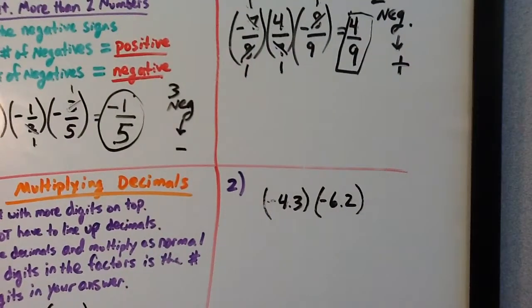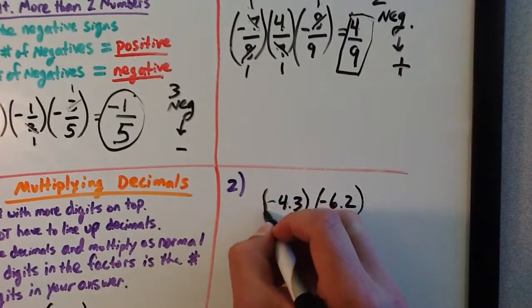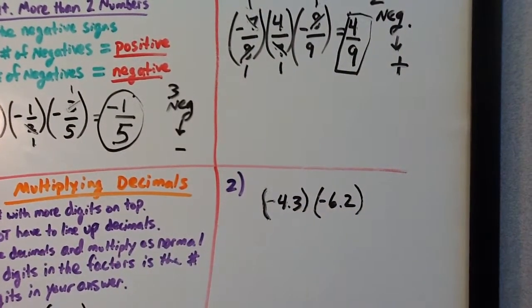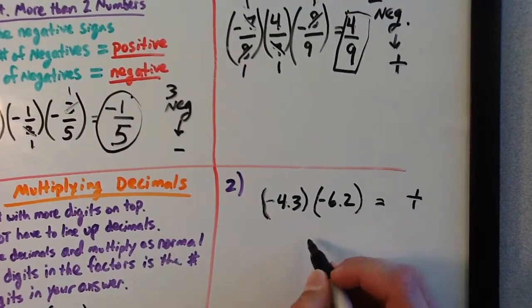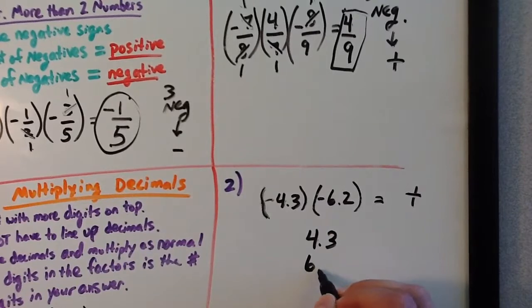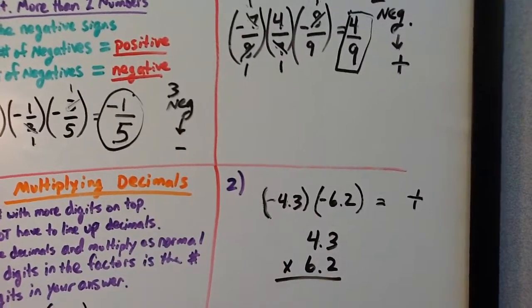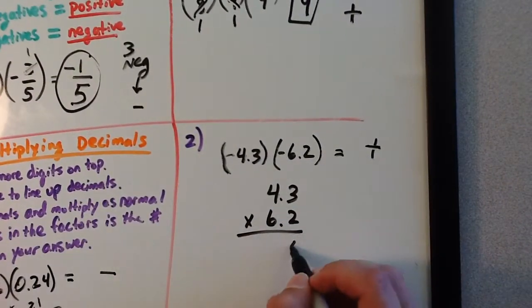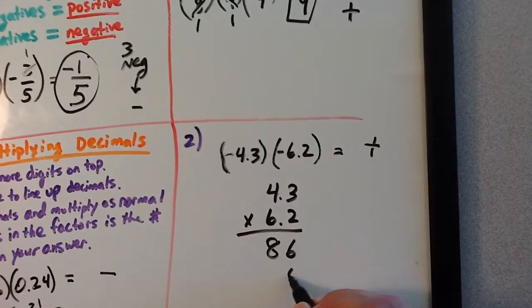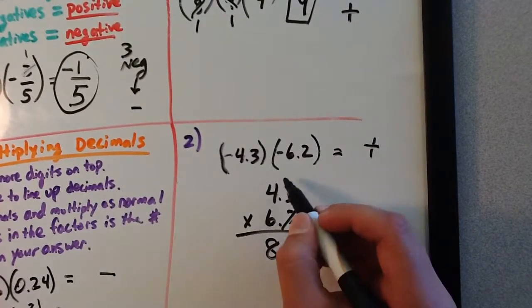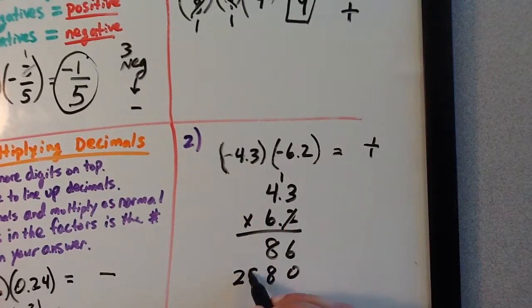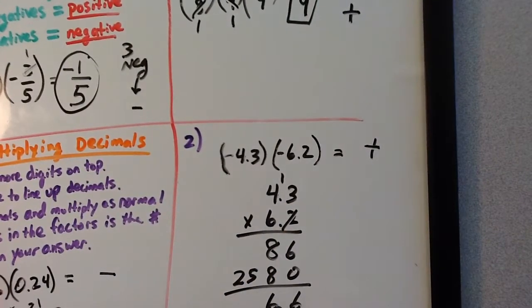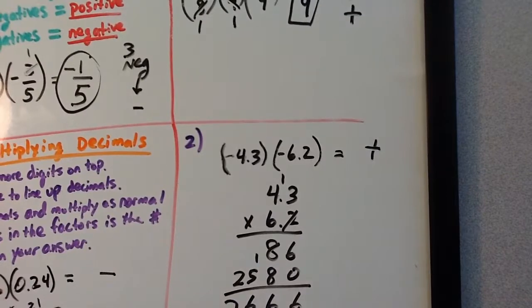Okay, one more example. I have negative 4.3 times negative 6.2. I have same signs, so I know my answer will be positive. I'm going to set this up, 4.3 times 6.2, and multiply as normal. 2 times 3 is 6, 2 times 4 is 8. Add placeholder 0. 6 times 3 is 18. 6 times 4 is 24, plus 1 is 25. Once I add, I get 2666.